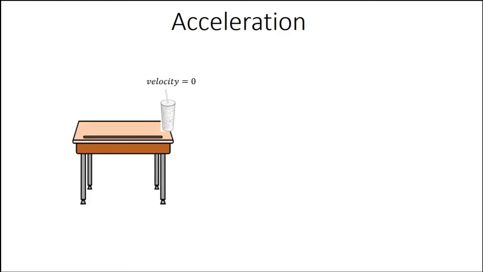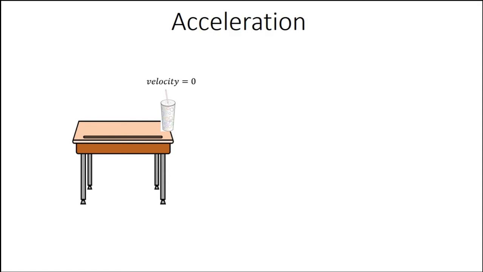In this video, we will discuss acceleration. We now know that objects have a velocity, which is how fast it is moving and where it is going. In some cases, that velocity might be constant. For instance, the cup that is sitting on my desk right now has a constant velocity of 0.